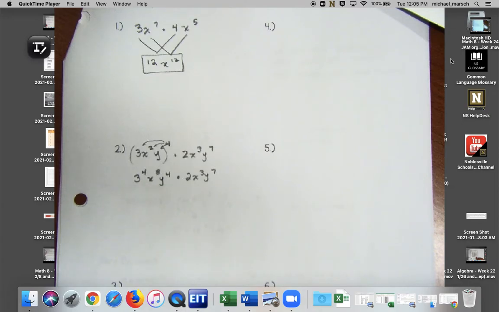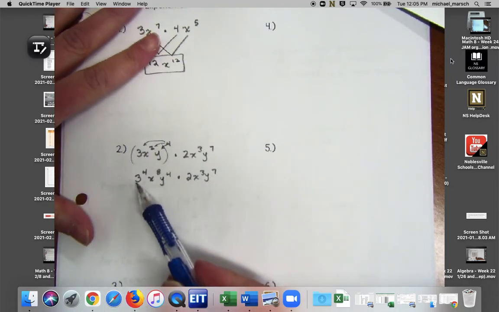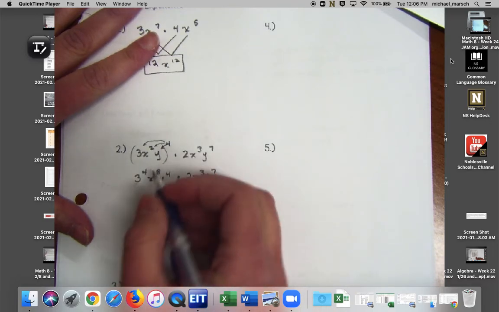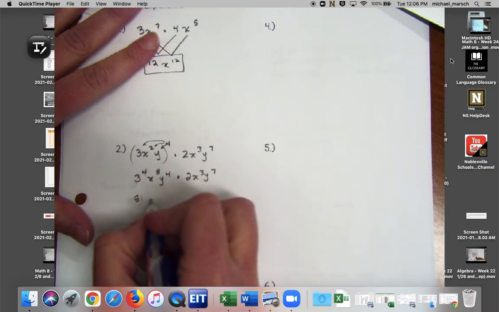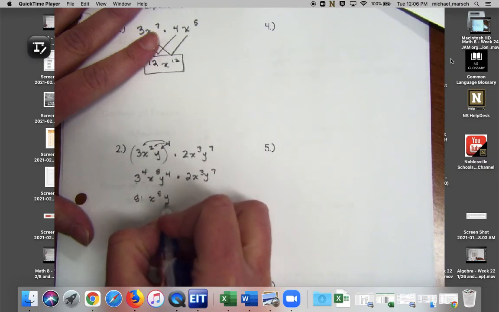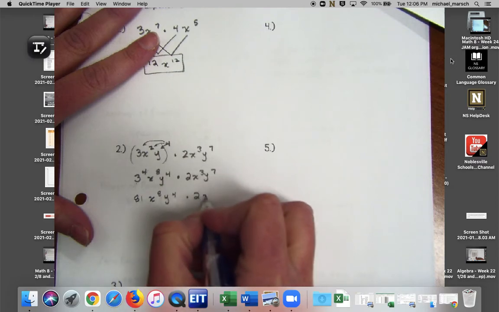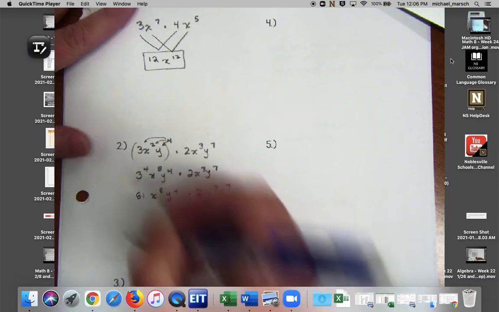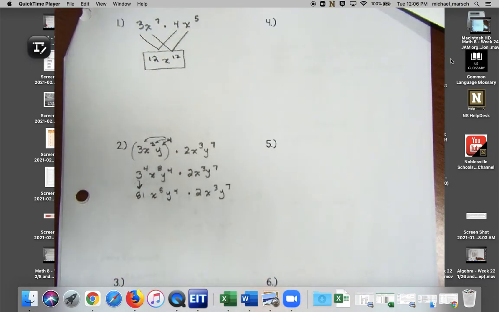Okay, so this is something we haven't seen yet. I can't do 3 times 2 because 3 has an exponent. So I have to actually put this into a value without the exponent. So 3 to the 4th, I'll tell you, is 81. x to the 8th, y to the 4th, times 2x to the 3rd, y to the 7th. So I took this 3 to the 4th and I changed it into 81.